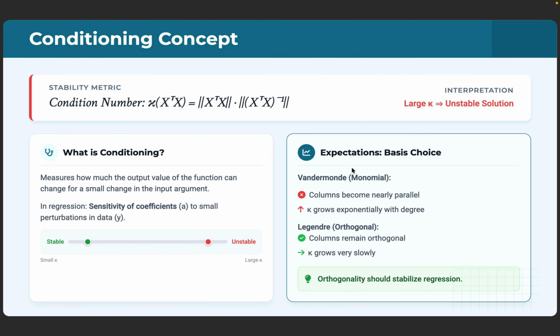In this slide, we will talk about the conditioning concept. Regression stability is measured using the condition number of X transpose X. A large condition number indicates an ill-conditioned problem, where small data changes cause large coefficient changes. We expect Vandermonde conditioning to worsen rapidly with degree, while Legendre should remain stable.